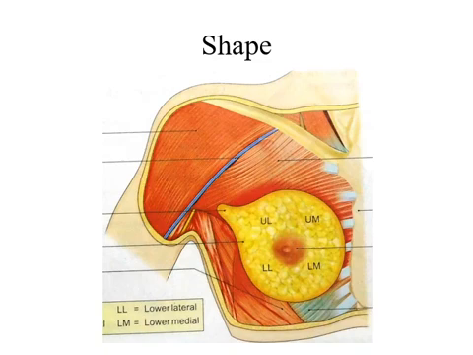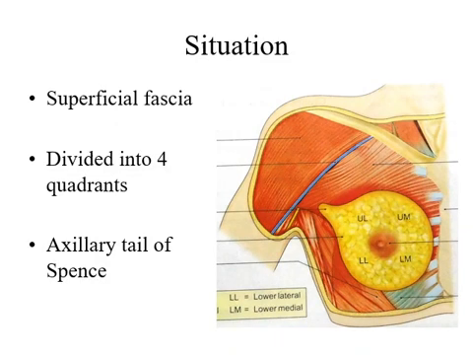Now this mammary gland is hemispherical in shape, and where is it situated? It is situated in the superficial fascia of the pectoral region. We have already seen that the superficial fascia of the pectoral region consists of fat, cutaneous nerves, cutaneous vessels, platysma muscle and the mammary gland. So the mammary gland lies in the superficial fascia of the pectoral region.